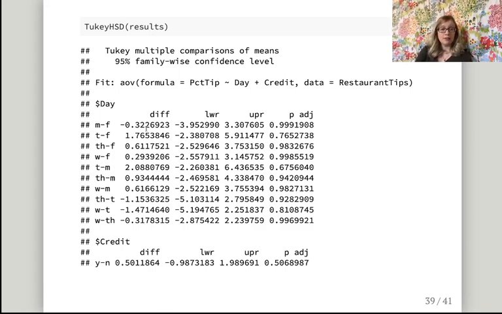What you get from this is, for each pair of groups, the difference in tips. So this is the average tip on Monday minus the average percent tip on Friday. You get a lower and upper limit for a 95% confidence interval and an adjusted p-value. There's really no evidence here that Mondays and Fridays are different. There's really no evidence that any of these days are different, and there's no evidence that using the credit card is different.